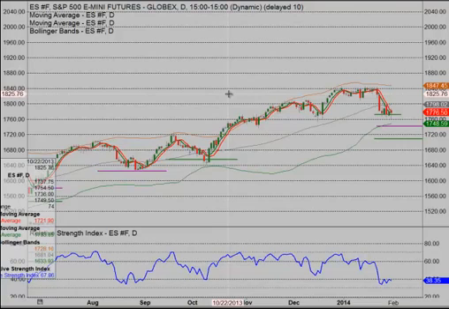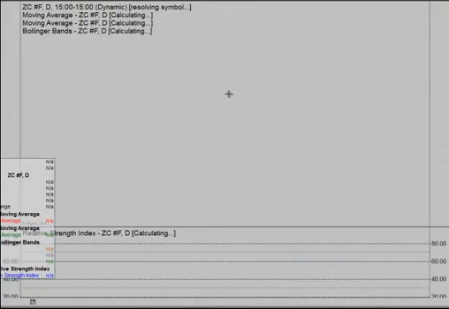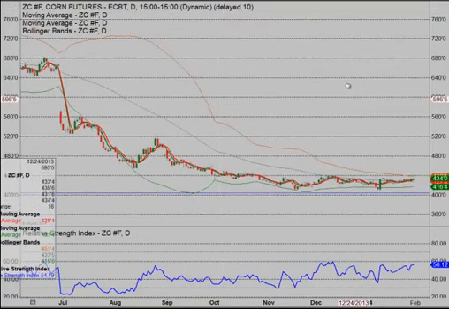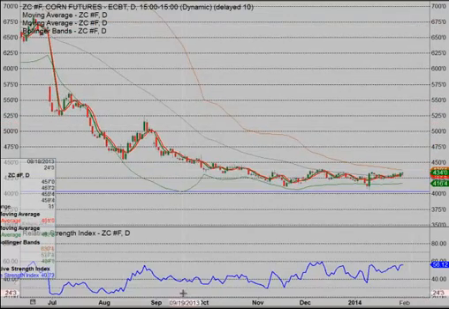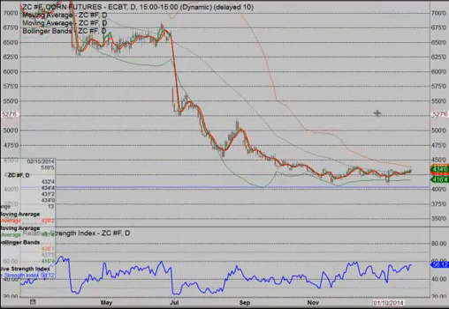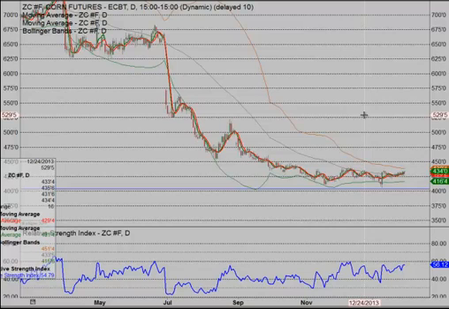Hey, let's go to my favorite little play here, accumulating corn on the dip. Here's corn. This is a cool market. It's an energy play too. People have to eat. Cows and pigs have to eat. We love corn here in Illinois. We're on the edge of Chicago here, corn country for sure. Beans too. We like beans, but we like corn.